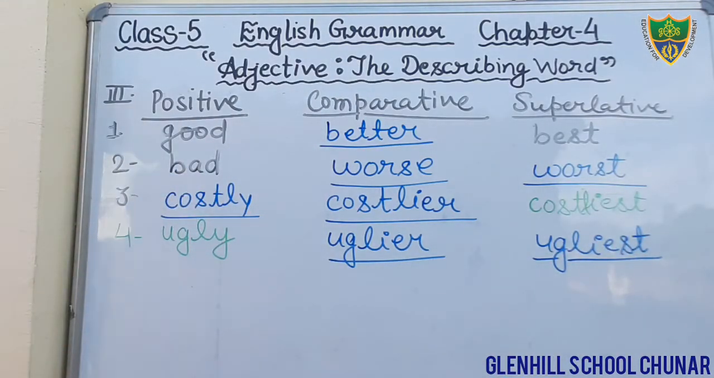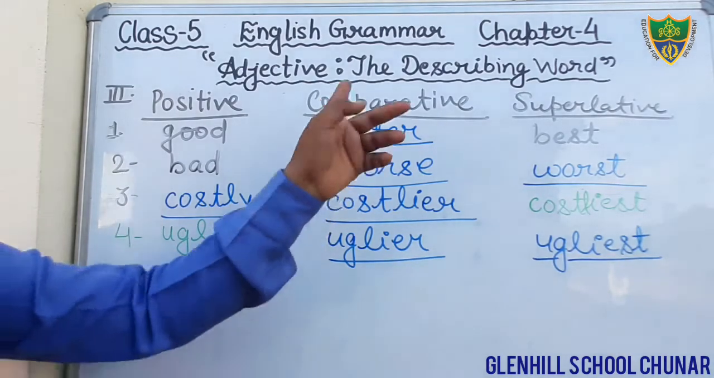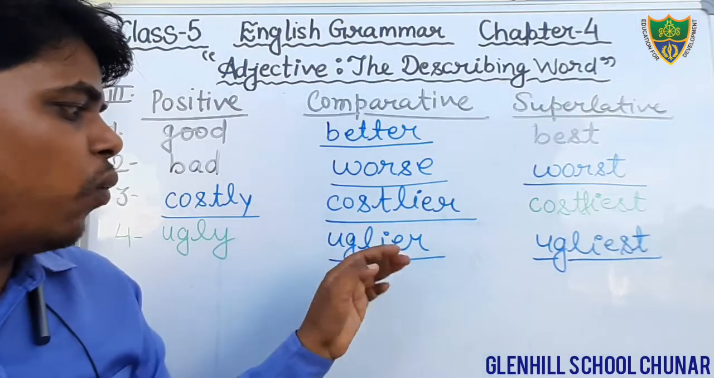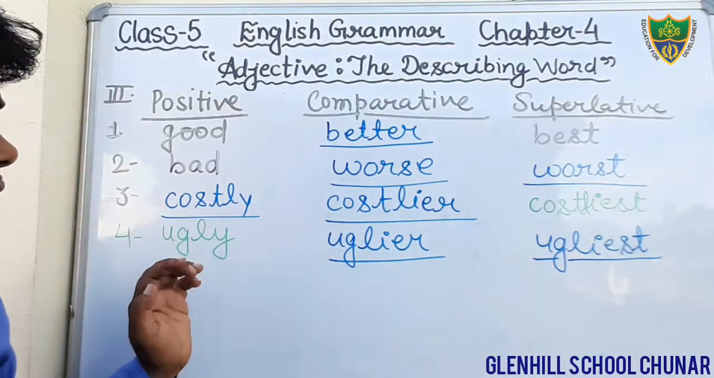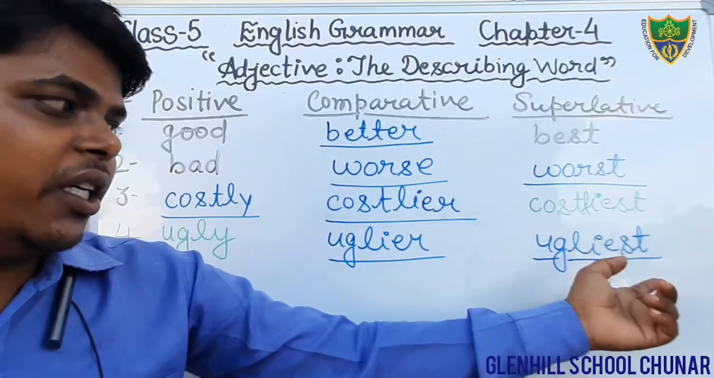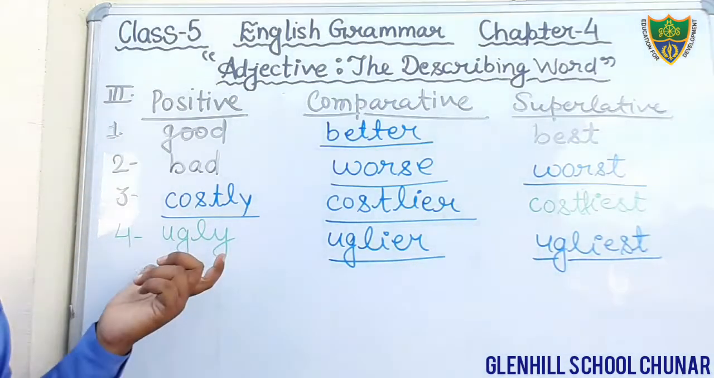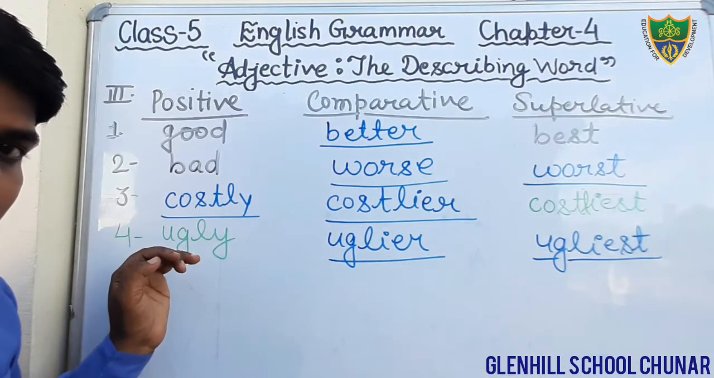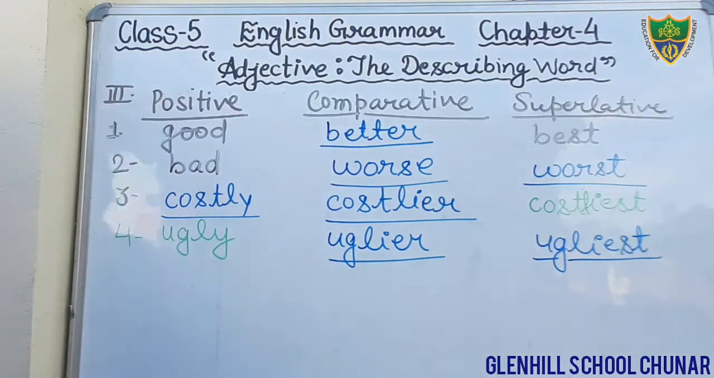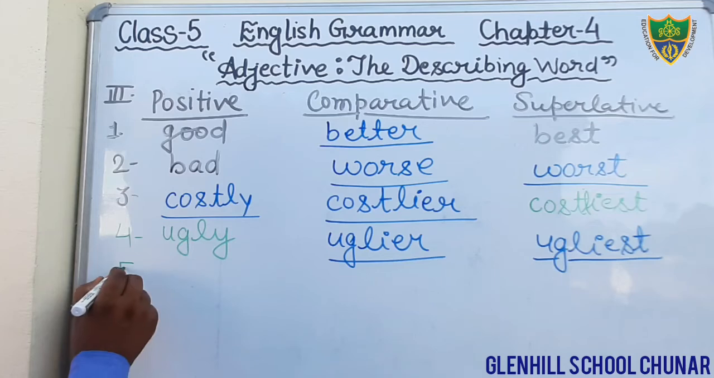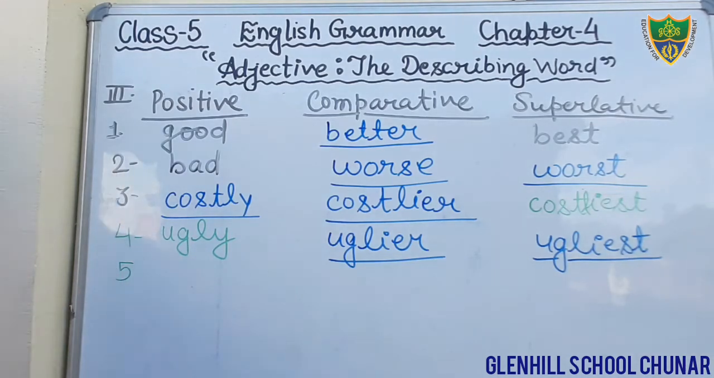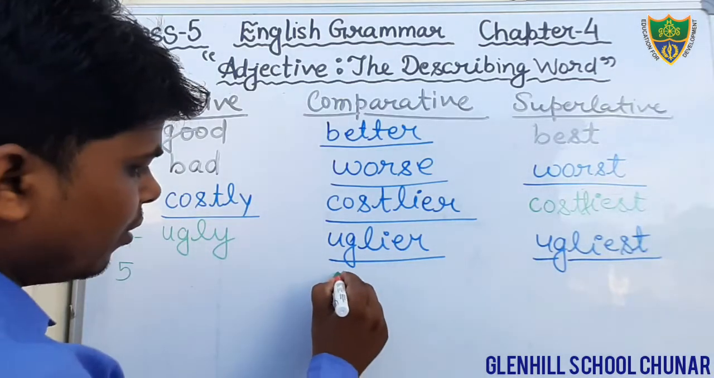Okay. So in question number 4, you will write the comparative form uglier and superlative form ugliest. And what is the positive form given already? Ugly. Okay. Come to the next question. Question number 5. Here you have to fill the positive form. Okay. Comparative is already given.